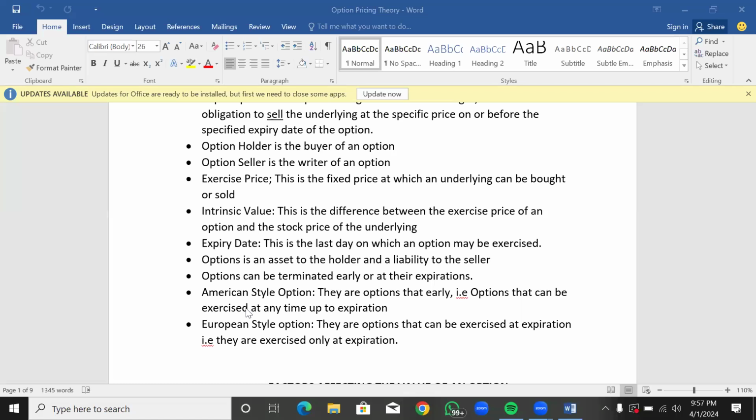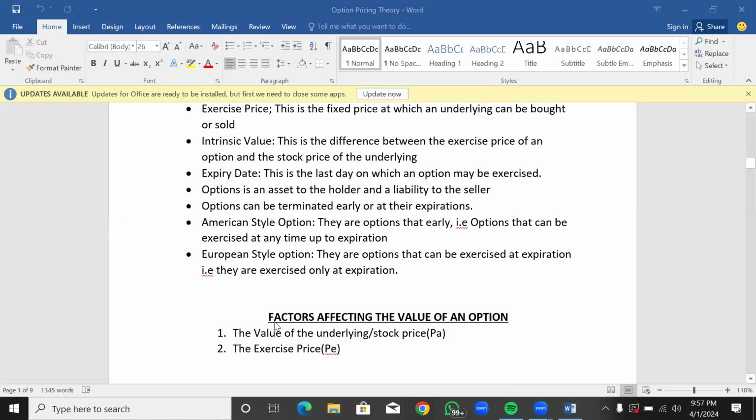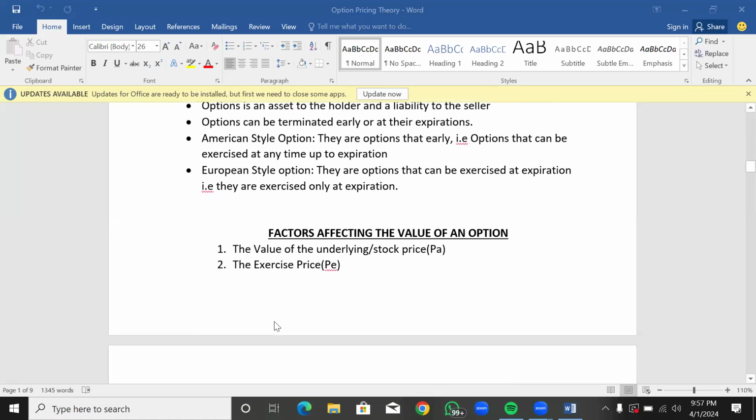So this is the American style option. I did not include it in our last class, but I've included it now. This is American style option, this is European style option. Those are just definitions. These are the factors that affect the value of an option. I said the value of the underlying can be represented by PA. The exercise price or strike price can be represented by PE.